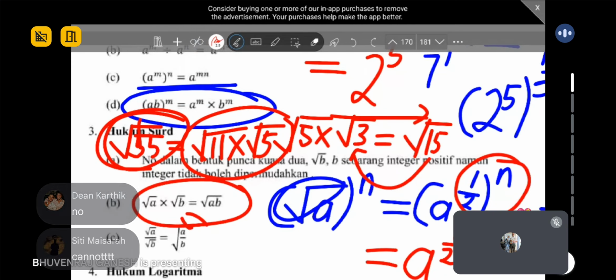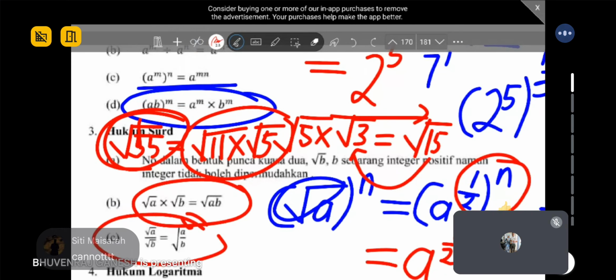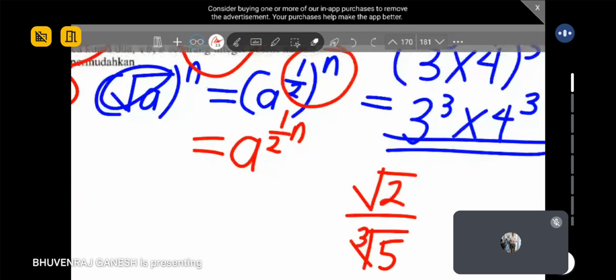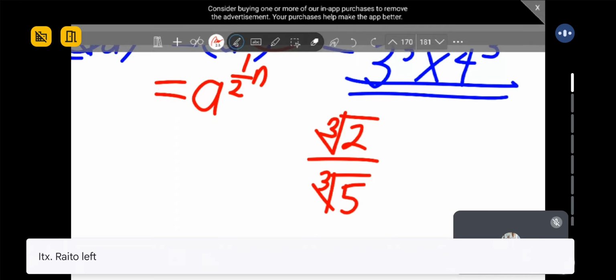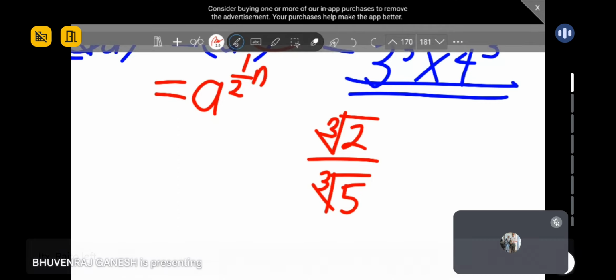Yes or no? This one. Yes. Okay, you must remember the root must be the same value. Okay, punca kuasa tu kena nilai sama. Kalau 3 kat bawah, 3 kat atas juga, baru boleh guna petua tu. You can only apply the rule for the same order of the root.